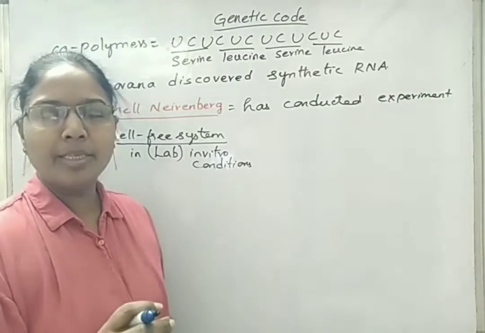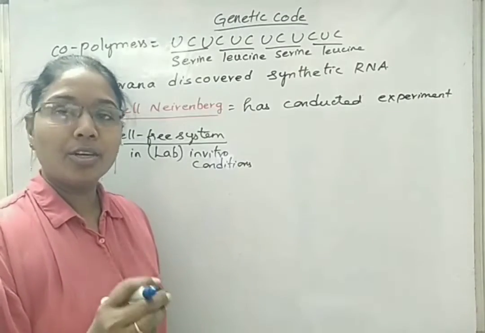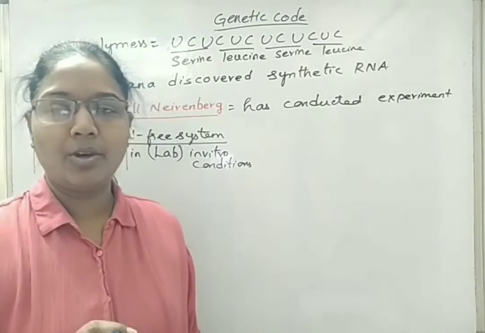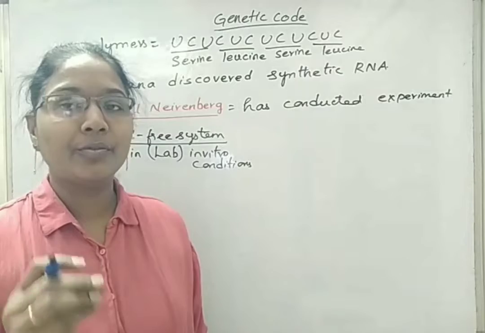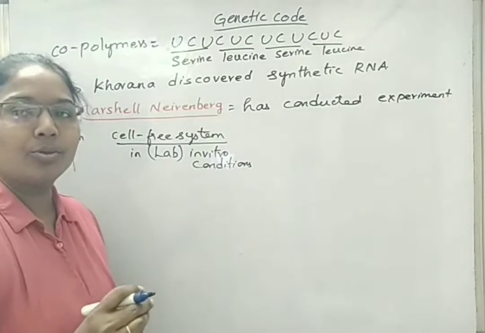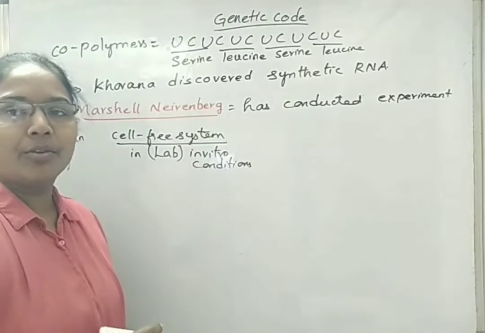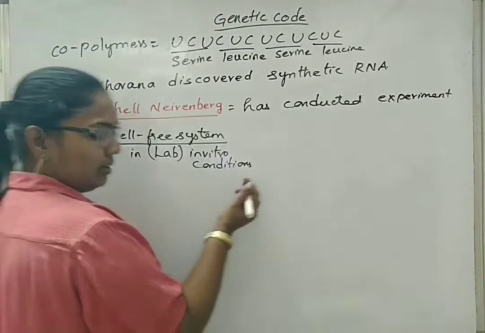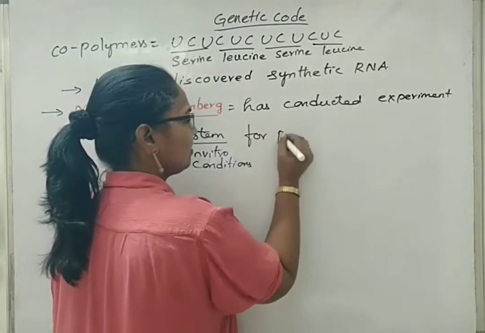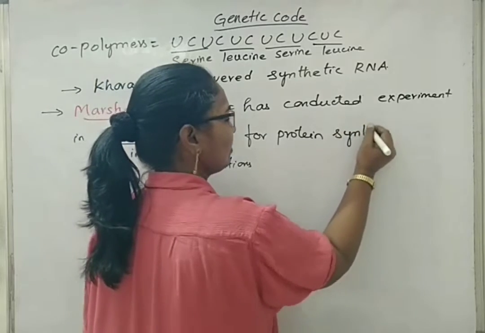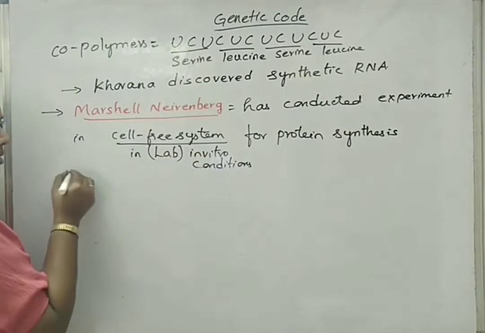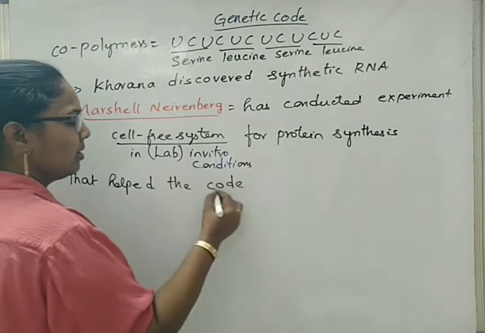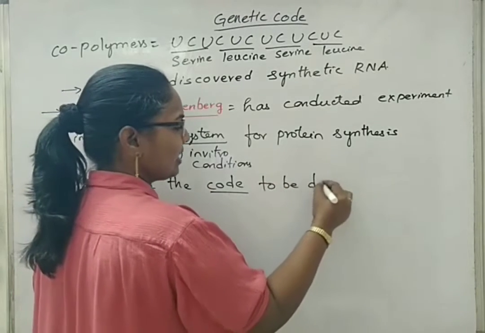Whether in Nirenberg's experiment, Khurana's experiment, or George Gamow's proposition, we should understand that they did experiments outside the living organism's body, and all these experiments are template-free. This means they did not use any pre-existing codon of DNA or RNA to give out new genetic material or nucleic acids. The cell-free system for protein synthesis helped the code, or the codon, to be deciphered.